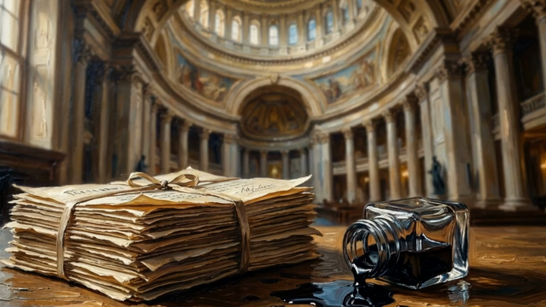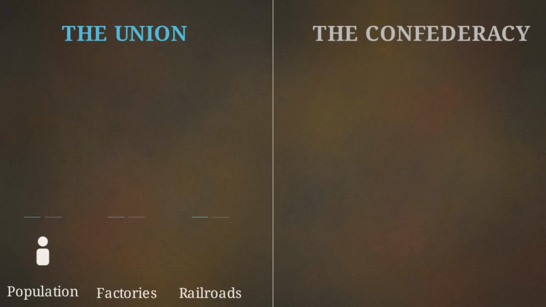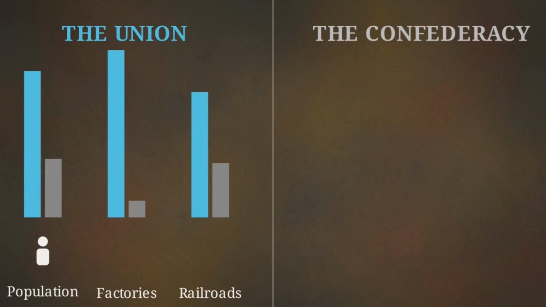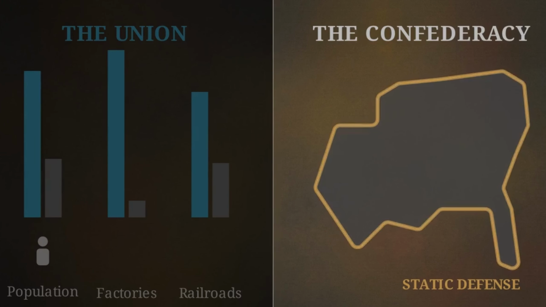Decades of political debate and legislative deals had failed. Military force was now the only tool left to decide the future of the United States. The Union overwhelmed the Confederacy in population, factories, and railroad mileage. But the South had a different advantage. They only had to survive on the defensive long enough for the Union to give up.